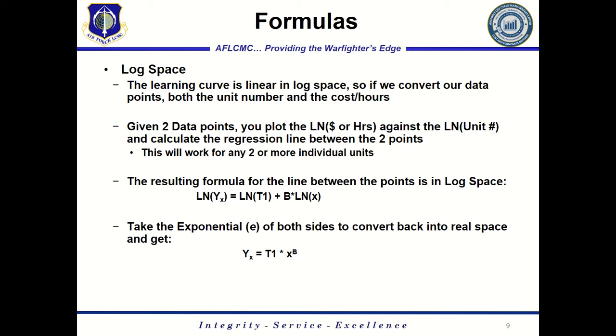So once we do those conversions, we end up with the same formula as we would in the perfect data set, except it's now in log space. So we've got the natural log of y equals the natural log of the theoretical first unit plus the variable b, again, which is the learning curve slope, times the natural log of x. And then we take the exponential, which is the inverse of a natural log. So to go into log space, you use the natural log. To get out of log space, you use the exponential function.